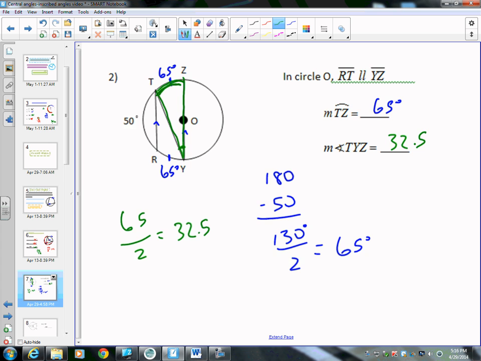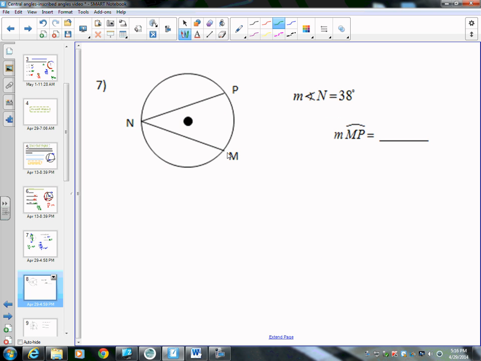The next example is actually number 7 on the homework. We see the circle and we see this angle right here. I'm going to call it PNM, or just angle N. This is another inscribed angle, which is going to be half the intercepted arc. The problem tells us that angle N is 38 degrees.